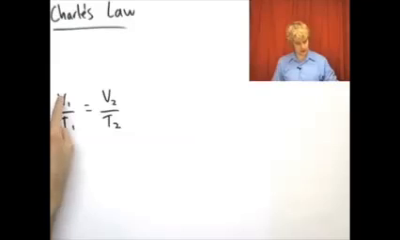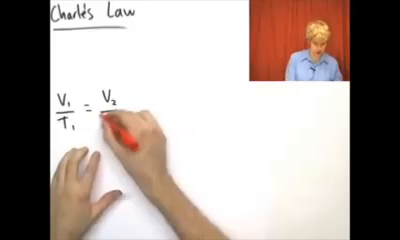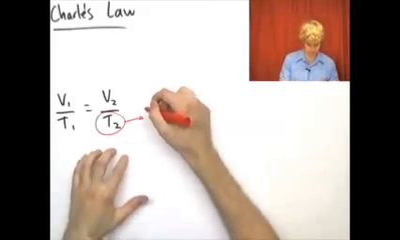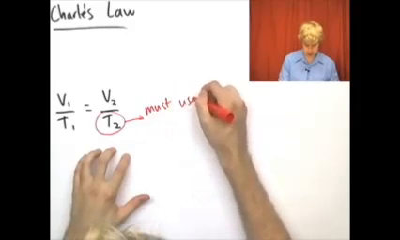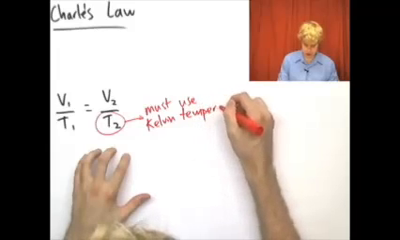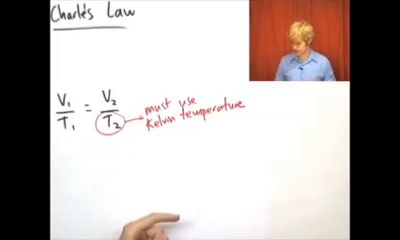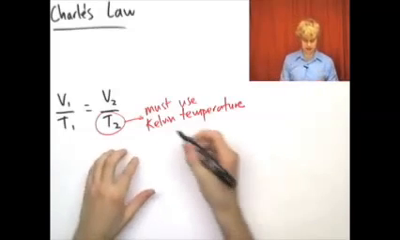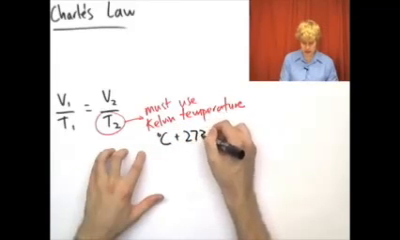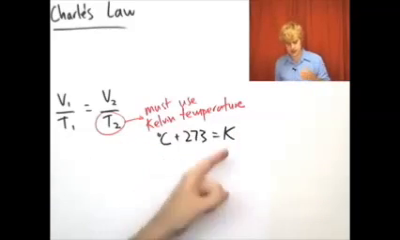Now, we talk about volume and temperature here. Whenever we're using temperature with gases, I'm going to do this in red because it's so important, we must always use the Kelvin temperature. We always have to do this whenever we're using temperature with gases. Now, if you remember earlier, the Kelvin temperature is found by taking the degree Celsius temperature and adding 273 to it, and then we get our temperature in Kelvin. It's not degrees Kelvin, it's just Kelvin.